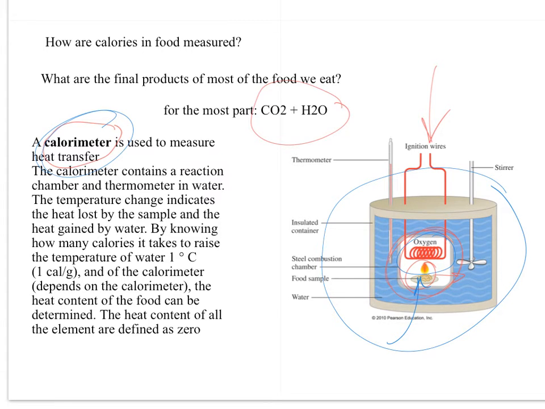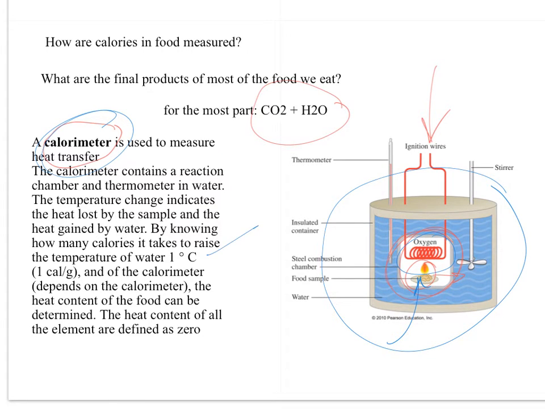And then that container is sealed, sitting submerged inside a tank of water with a stirrer so that the water is mixed evenly, and a thermometer so we can measure temperature change. And of course, what's going to happen if this inner container is releasing heat, the water is absorbing it.